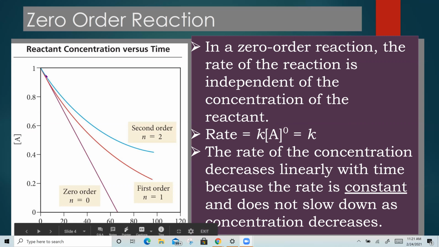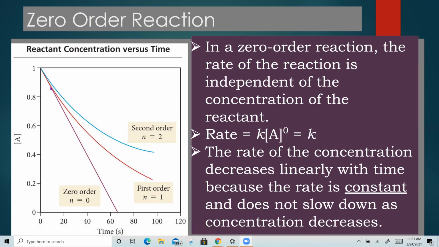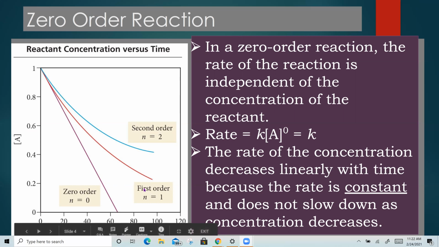When you go to a first order, what happens is you see there's a change in the concentration. And as the change in concentration happens, you see that the change becomes slower and slower. You see this small curve here. And then also with a second order, the change becomes slower and slower because these two are affected by rate, where zero order is not.